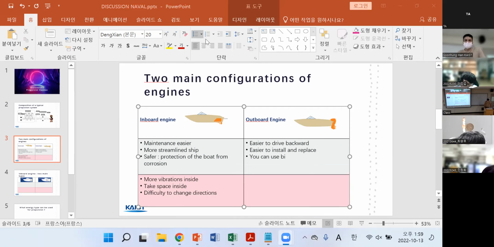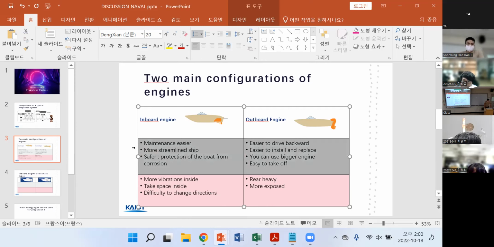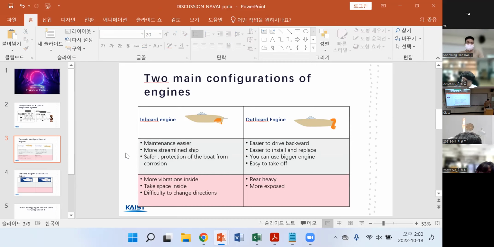Rear problem, yeah, you're right. If the water is shallow, you can just take the boat out of the water. Take off. Okay, have you any more ideas? Oh, yes, it's more exposed. Okay, I think we are pretty good on this one.